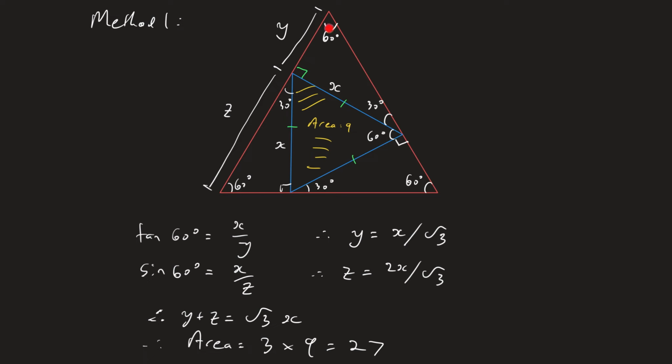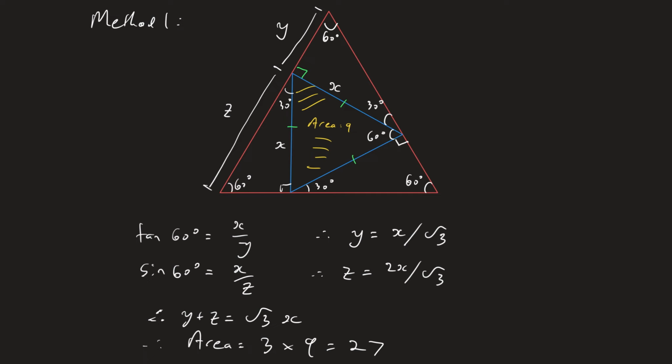If that's 60 degrees and that's 90 degrees, then the angles sum to 180 degrees, so this angle is 30. If this is 30 and this is 60, that's 90 in total, and a straight line has got an angle of 180 degrees, so this angle here must be 90 degrees. If that's 90 and that's 60, then this one must be 30. If this is 30 and this is 60, then this is 90. And if this is 90 and this is 60, then this one must be 30.